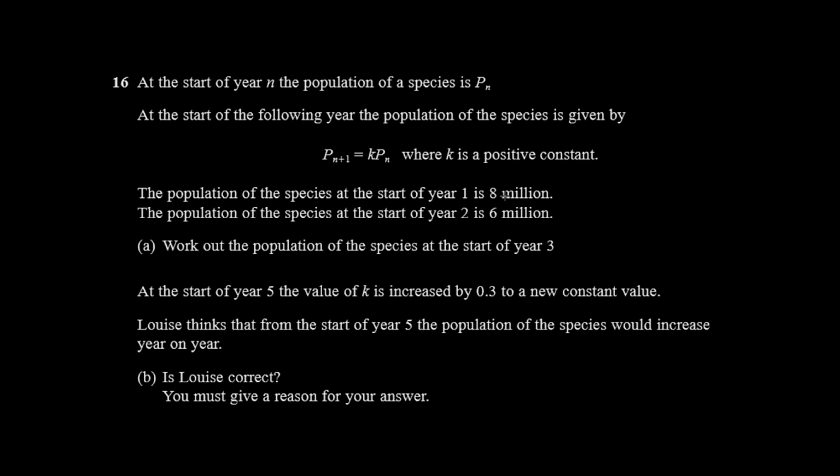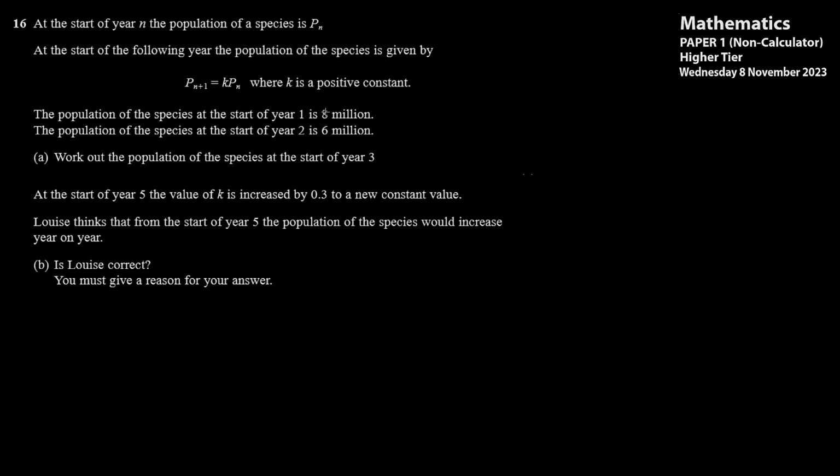So let's work it out. The fact that in year 1 we've got 8 million, and in year 2 we've got 6, I can say that 6, the new population, is k multiplied by 8. So therefore, k is equal to 6 over 8, which is equal to 3 over 4.